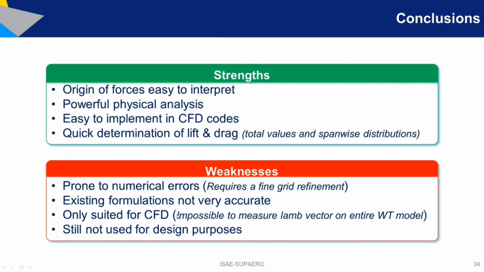And the problem is that it's only suited for CFD. That's a real drawback. We cannot yet implement the lambda vector method for wind tunnel testing, because we cannot measure lambda vector on the entire volume surrounding an arbitrary body measured in wind tunnel testing. So this is unfortunately a problem, because we cannot validate our findings in CFD experimentally.